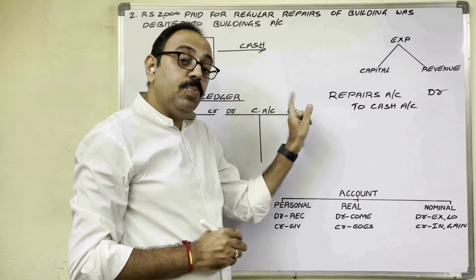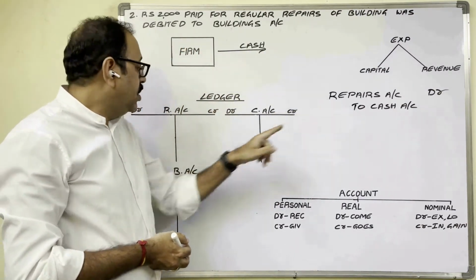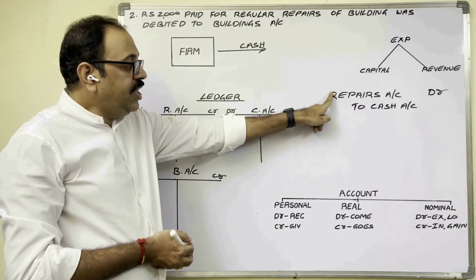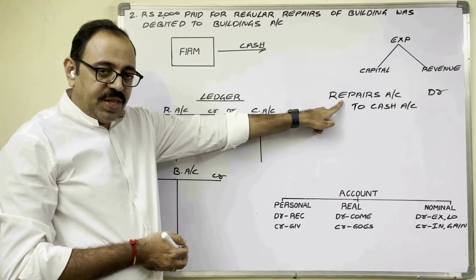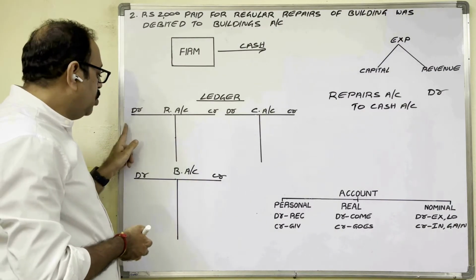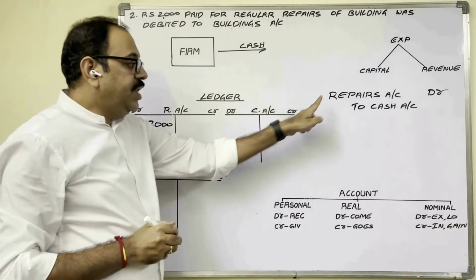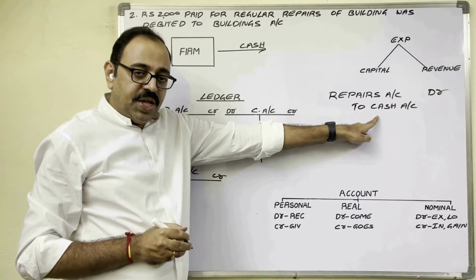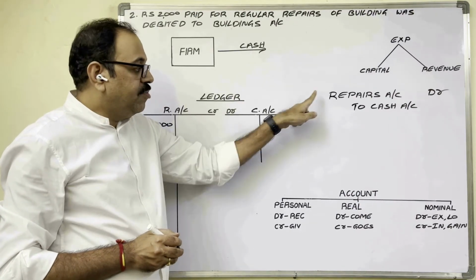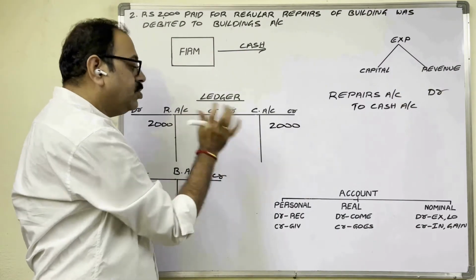Next step, correct posting. In ledger, we have to post this entry in repairs account and cash account. In the entry, repairs account is debited. Therefore, in repairs account, on debit side, we should post this entry: To cash, 2000 rupees. In the entry, cash account is credited. Therefore, in cash account, on credit side, we should post this entry: By repairs, 2000 rupees. Correct entry, correct posting.